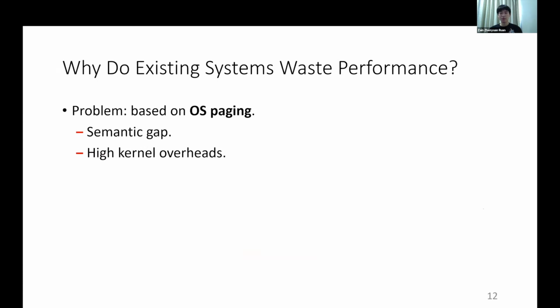Existing far memory systems are built based on OS paging, in which the OS swaps pages between local and far memory. However, this design faces two challenges, which lead to low performance. The first one is the semantic gap, and the second one is high kernel overheads. Next, I will explain these challenges in detail.